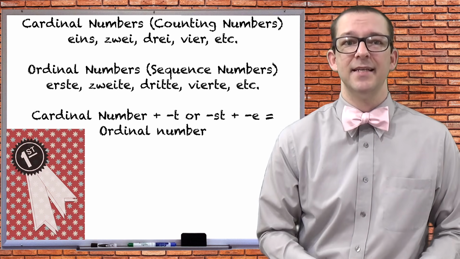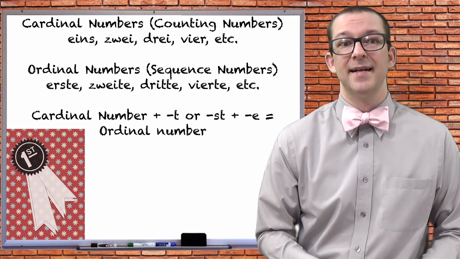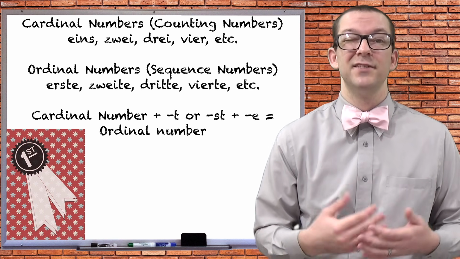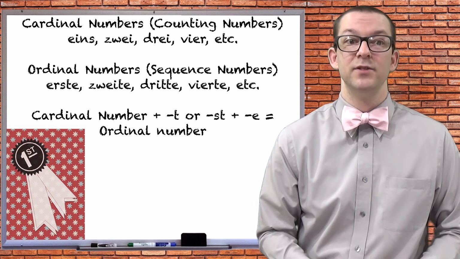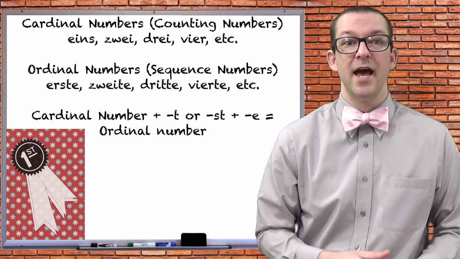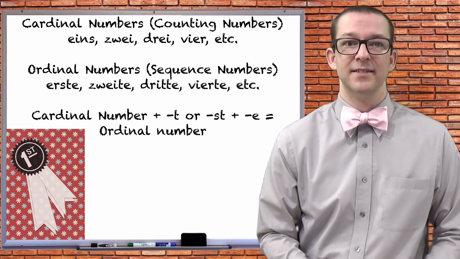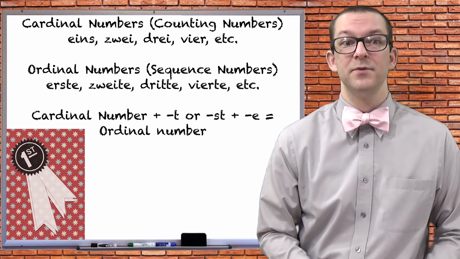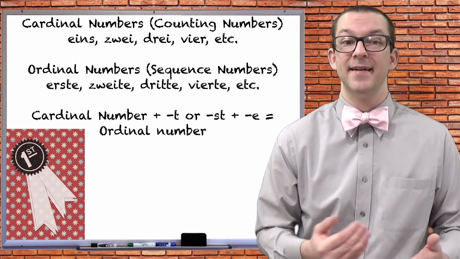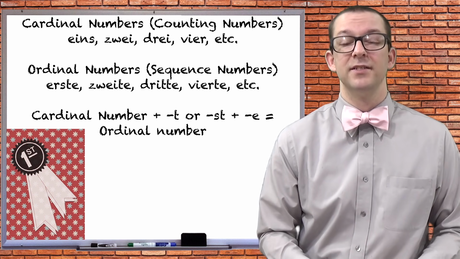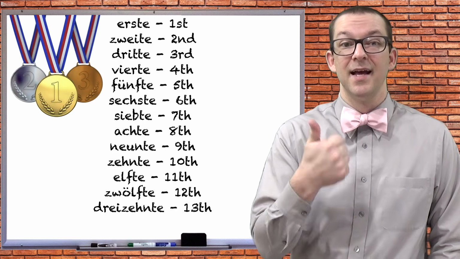And then you add an E to the end as an adjective ending that has to match the case and gender. But since you're beginners, I'm going to show you how to use these in specific circumstances and avoid the real adjective ending lesson for now. There are a few exceptions to the add T or ST and then an E rule, so I'll show you the list up to 13 for a start.